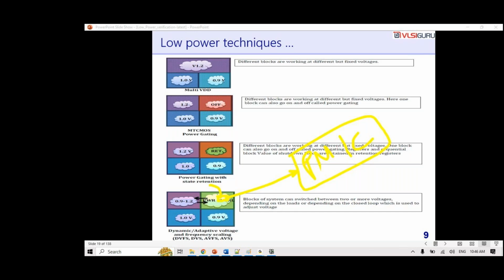So what does it do? Instead of sending the 1.2 voltage supply, now it will send 0.9 volts. Then it will start working at a lower reduced voltage, which essentially leads to lower power consumption. Blocks of the system can be switched between two or more voltages depending upon the loads, and depending upon the closed loop which is used to adjust the voltage.